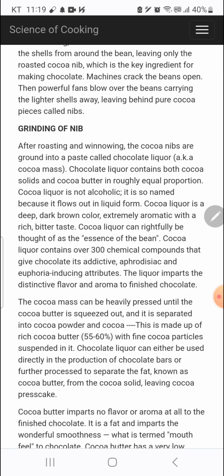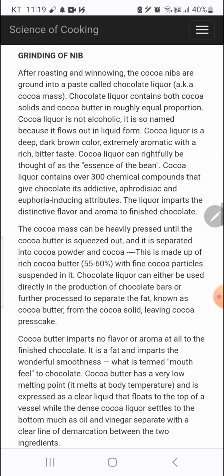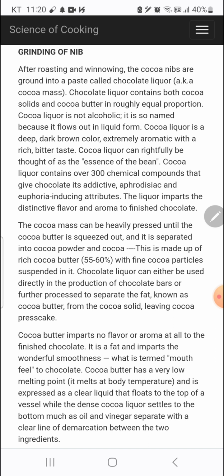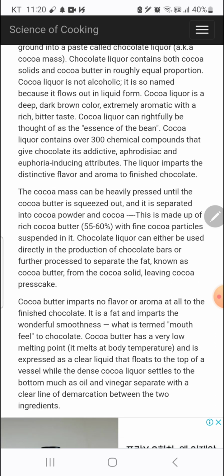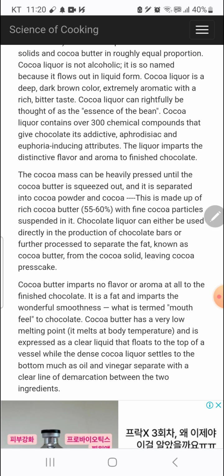Cocoa liquor is a deep, dark brown color, extremely aromatic, with a rich, bitter taste. Cocoa liquor can rightfully be thought of as the essence of the bean. Cocoa liquor contains over 300 chemical compounds that give chocolate its addictive, aphrodisiac, and euphoria-inducing attributes. The liquor imparts the distinctive flavor and aroma to finished chocolate.